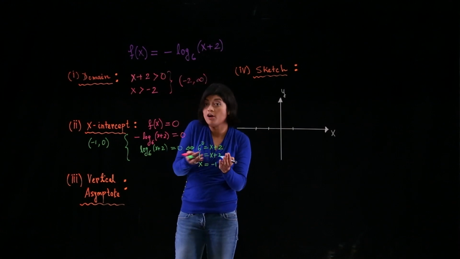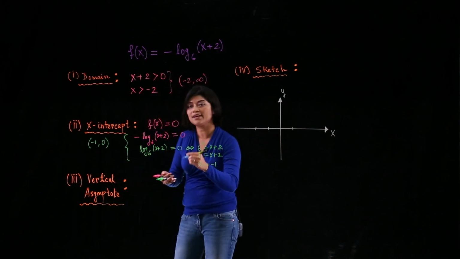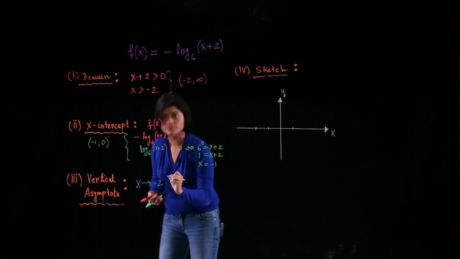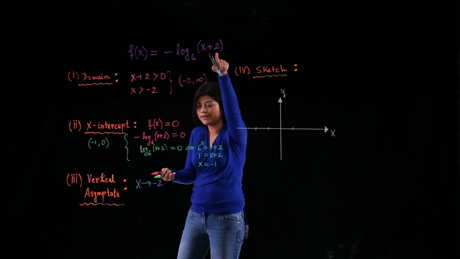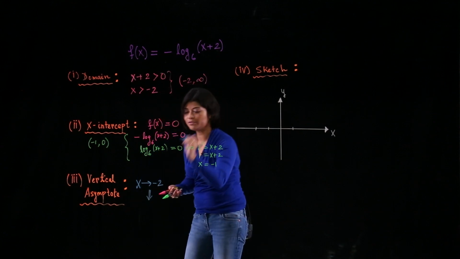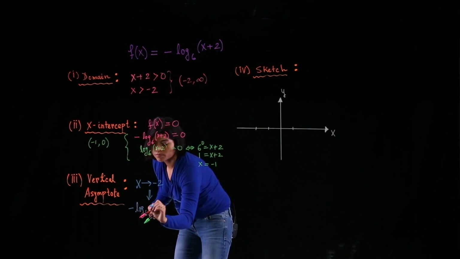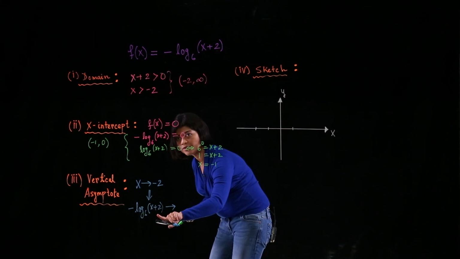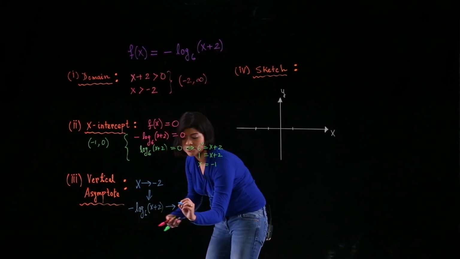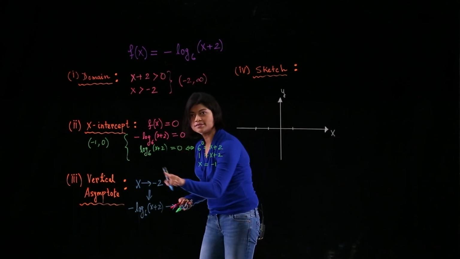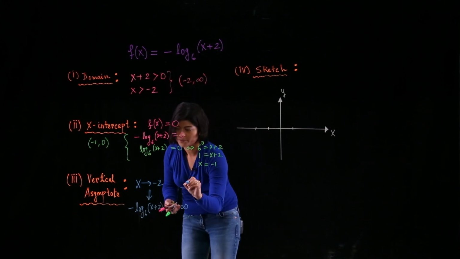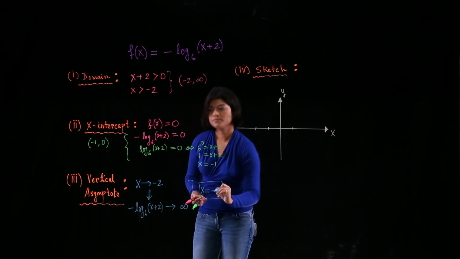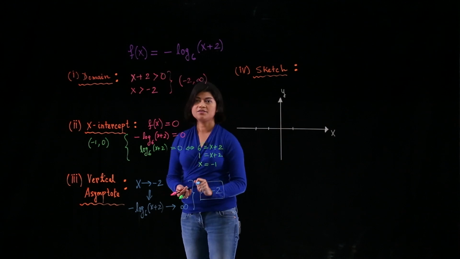We know that logarithm of 0 is not defined, but if we just consider a limit, if we consider x approaching negative 2, that means x plus 2 is approaching 0, right? Then what happens to the function? Well, remember, x plus 2 is approaching 0, so logarithm of x plus 2 will approach negative infinity, times this negative, it'll approach positive infinity, which means this line, x equals negative 2, is a vertical asymptote. All right, so we have domain, x-intercept, and vertical asymptote.